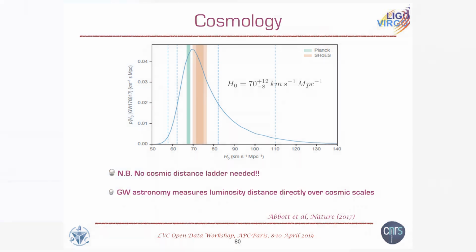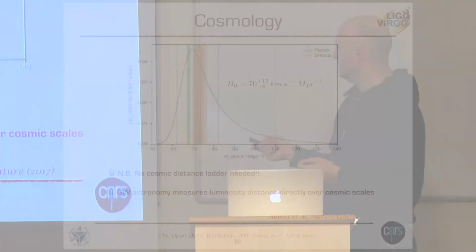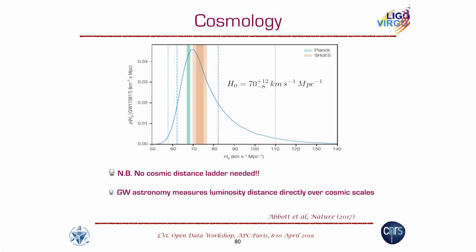So as long as we have that measurement and we have an electromagnetic counterpart, with a few tens of binary neutron stars we can really shrink this posterior down to something that's actually useful.